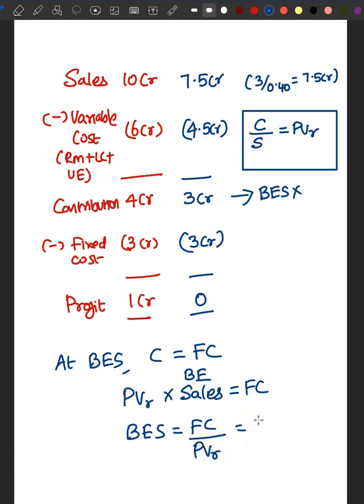And that's what we did here. We took fixed cost of 3 crore. We divided by PV ratio of 0.40 and that gave us break-even sale of 7.5 crore.